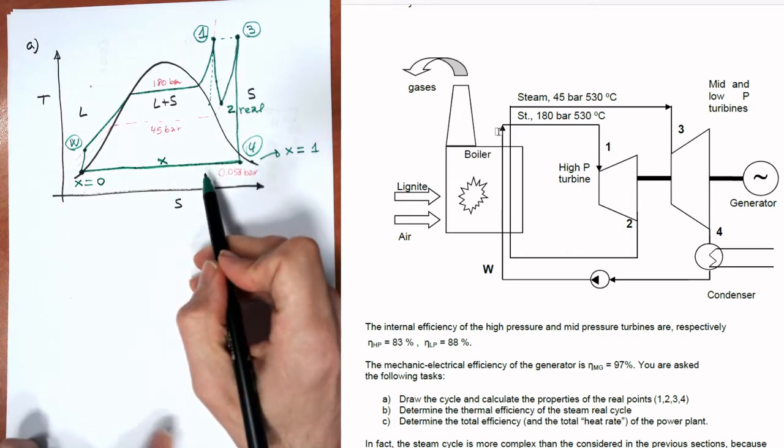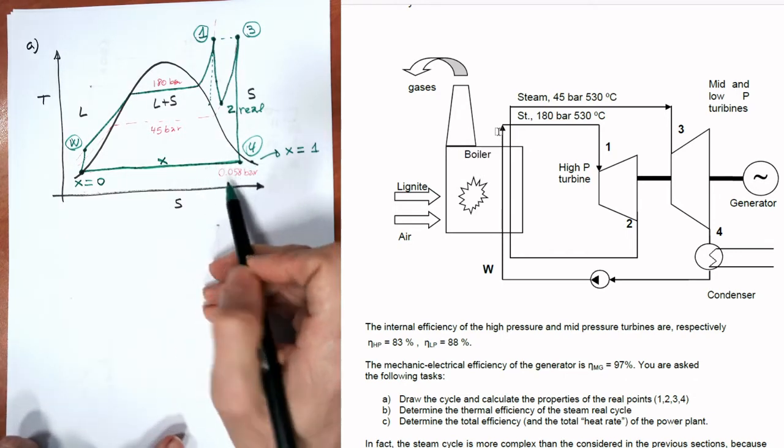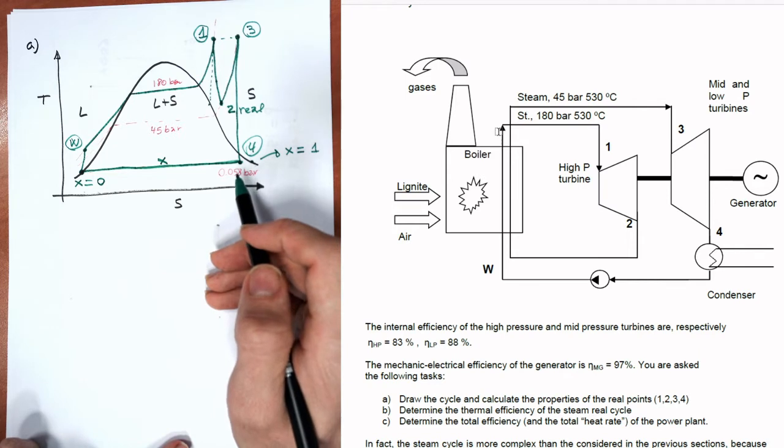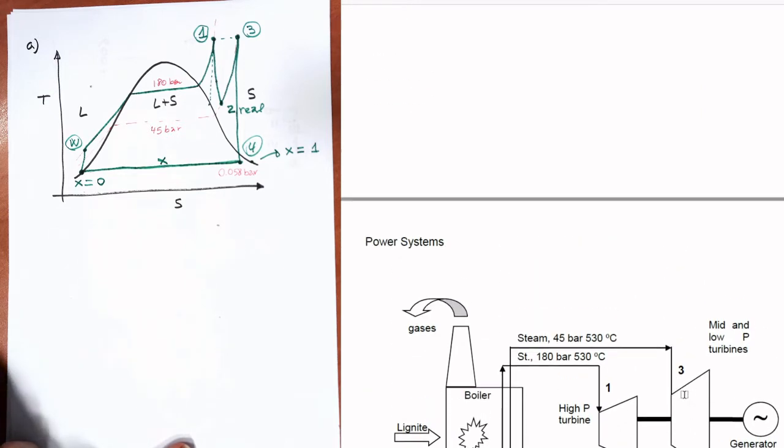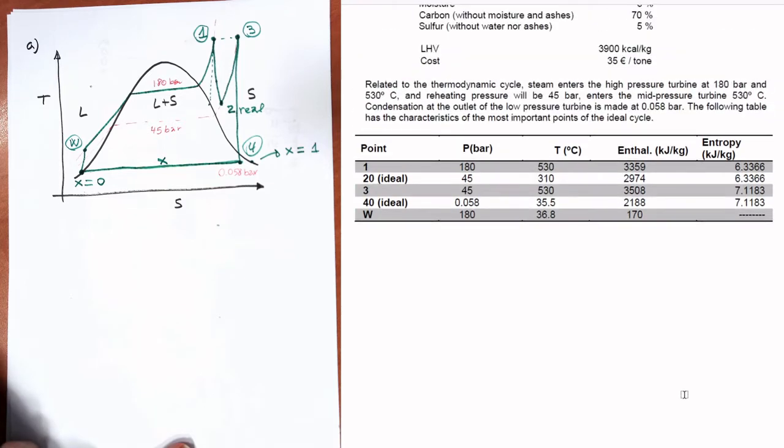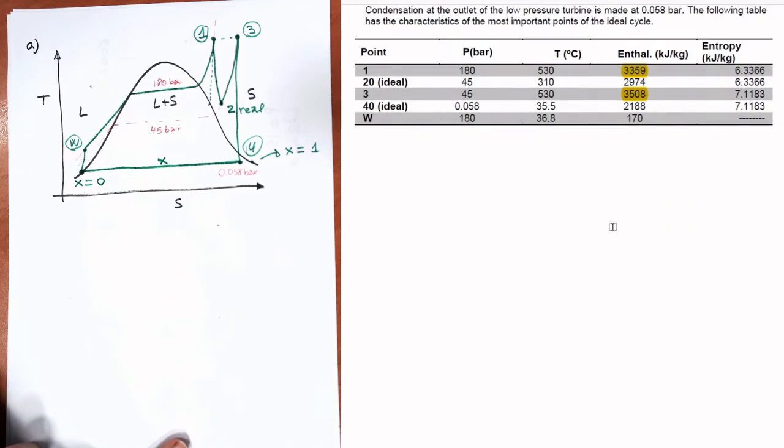Okay, so that's our TS diagram. And then it says calculate the real points, 1, 2, 3, 4. Points 1 and 3 are already calculated. For point number 1, we are only going to calculate the enthalpies. We know point number 1 and point number 3. Let's get the points number 2 and 4.